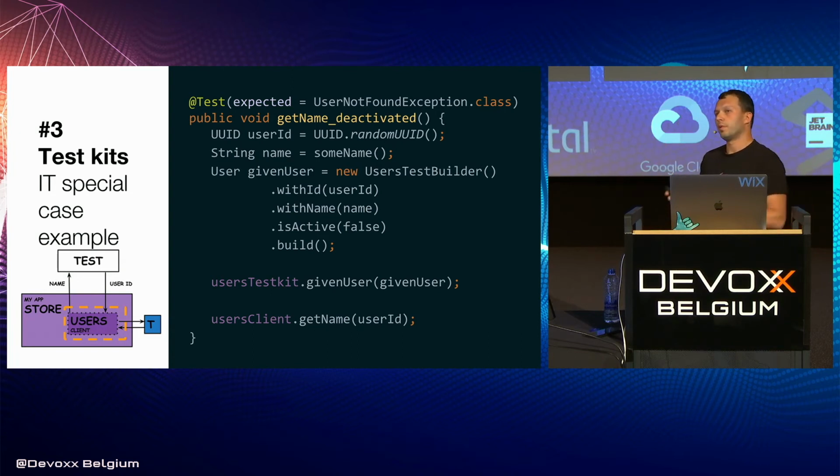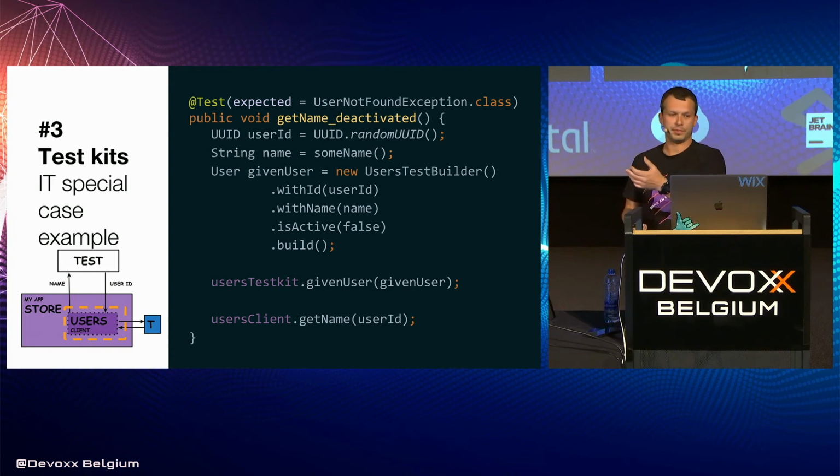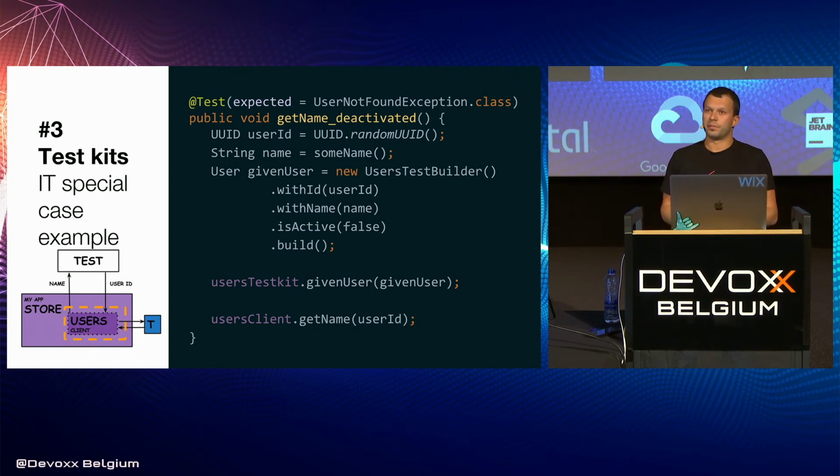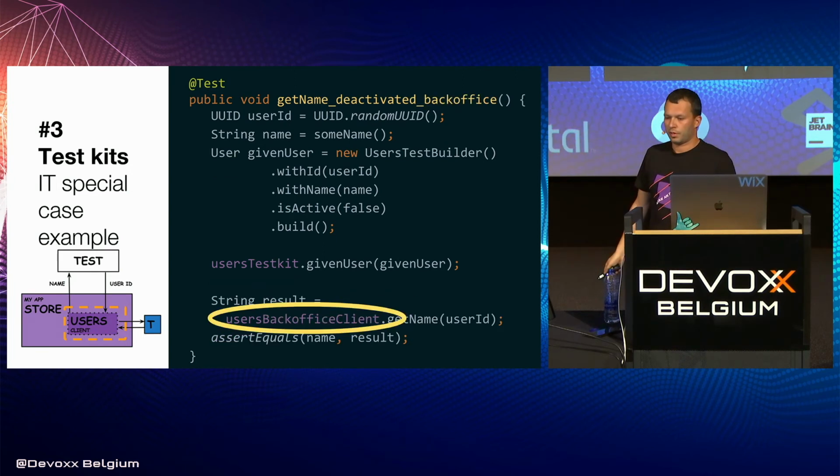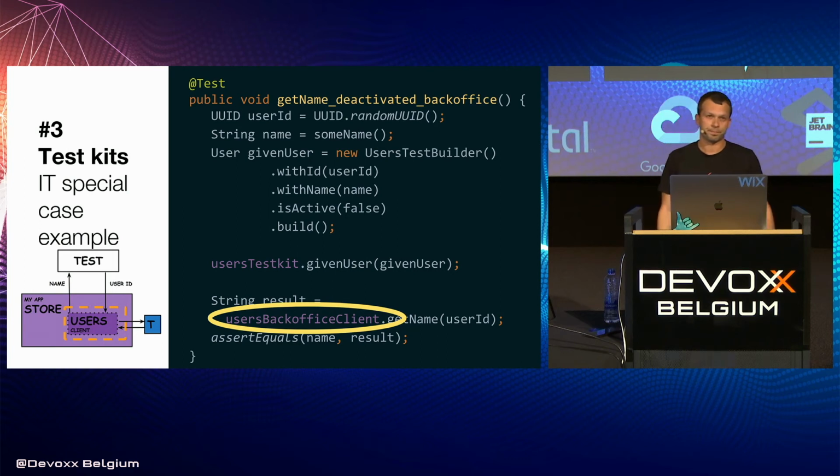And now we can make sure that the regular API will return user not found for blocked users, and the back office API will return the user. So no guessing anymore. You can just test it and be sure that it works the way you think it works.